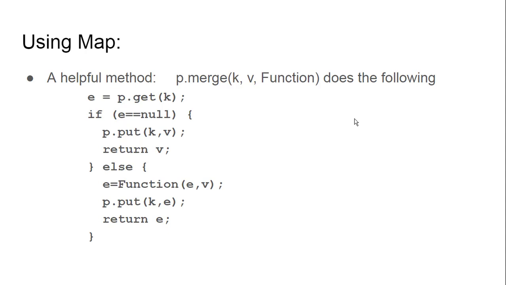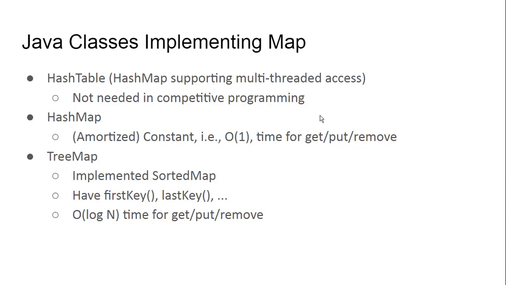So this is very commonly used if you want to count how many times k appears, so that you will put the value 1 here, and if it doesn't appear, then that means it appears 0 times. You want to put a mapping of that item to 1. If it already appears, you want to add 1 to that value. So that's a very common usage.